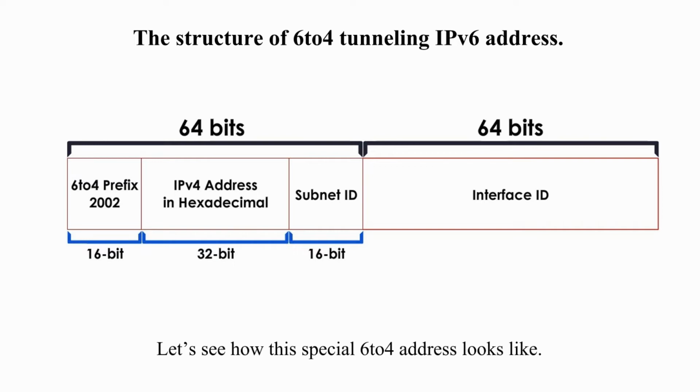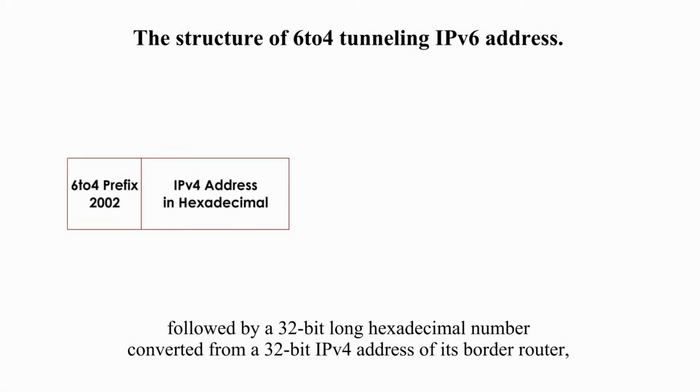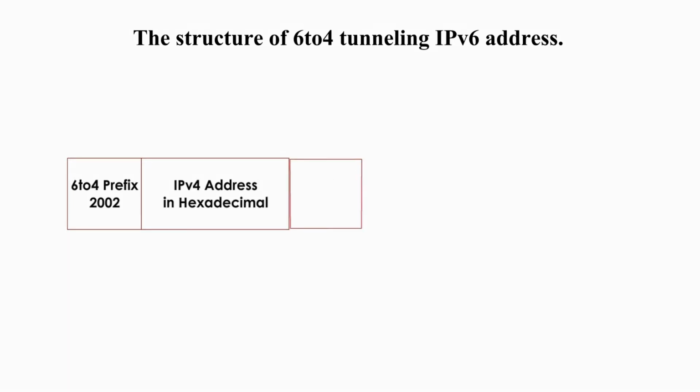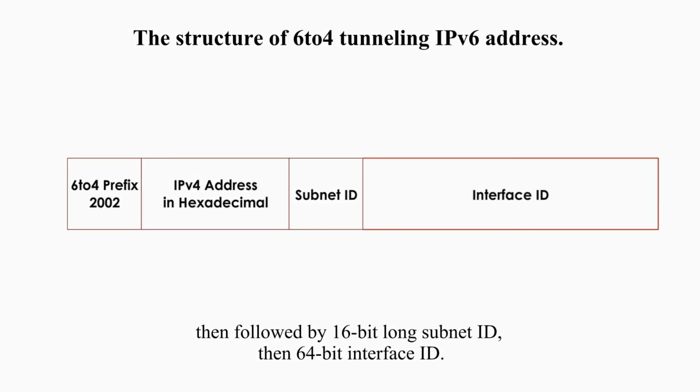Let's see what this special 6to4 address looks like. The first 16-bit prefix is 2002, followed by a 32-bit long hexadecimal number converted from a 32-bit IPv4 address of its border router, then followed by a 16-bit long subnet ID, then a 64-bit interface ID.